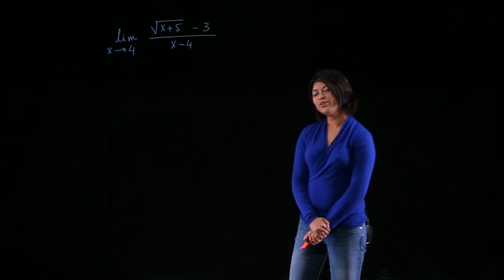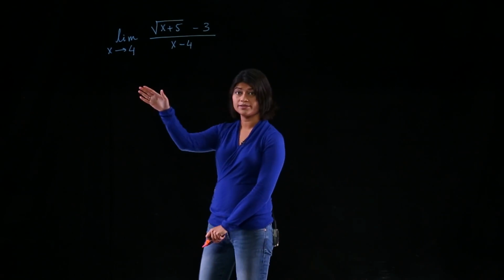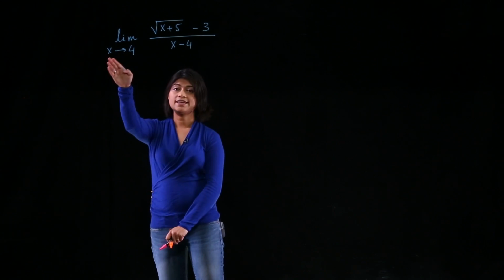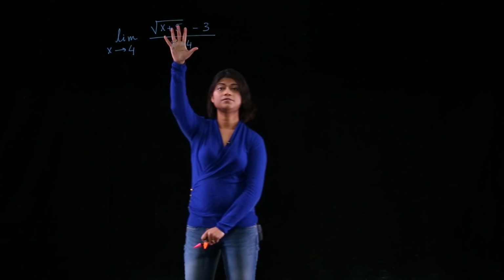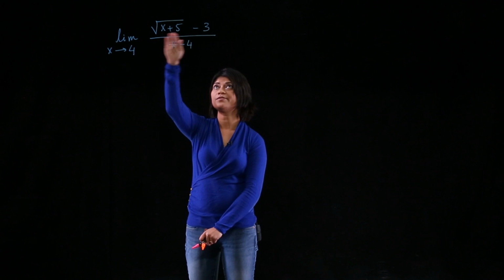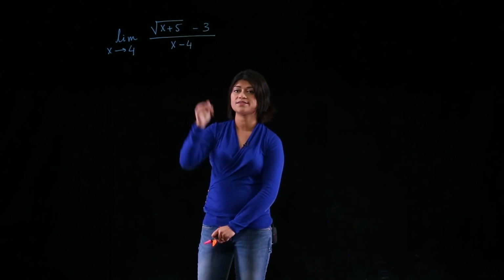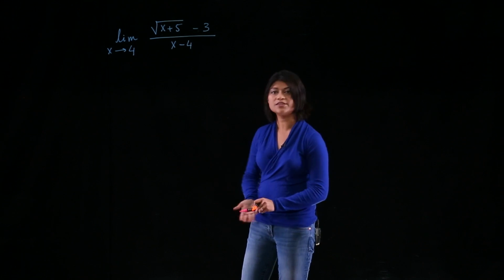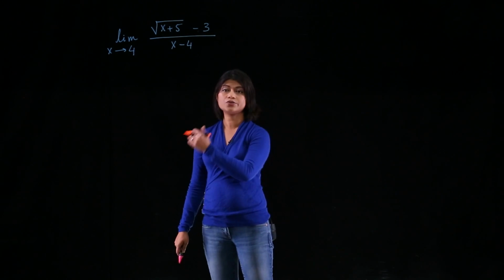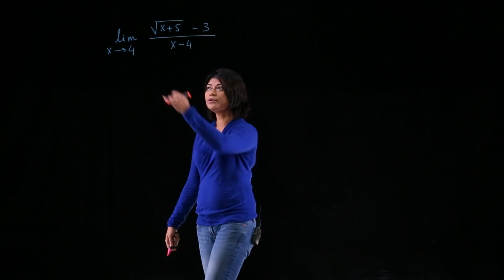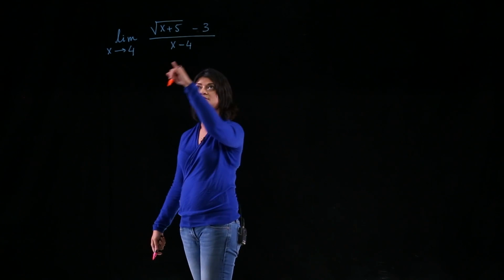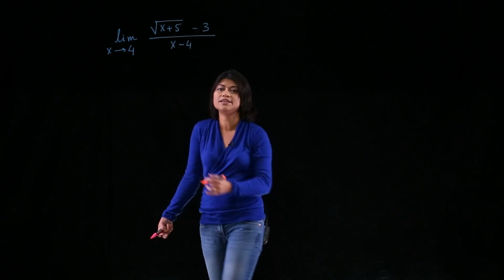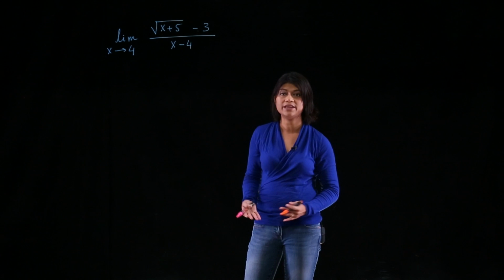Hi, I'm Papia. In this problem, we have to evaluate a limit. It is the limit as x approaches 4 of the function square root of x plus 5 minus 3, divided by x minus 4. When you evaluate a limit, the very first thing we usually do is called direct substitution. We plug in x equals 4 directly in the function and see if we have any y value, any output.